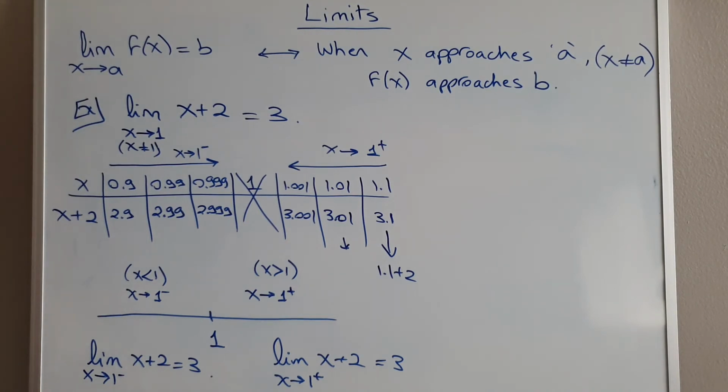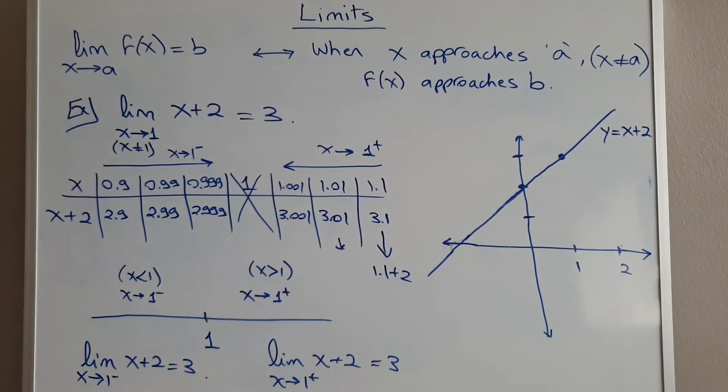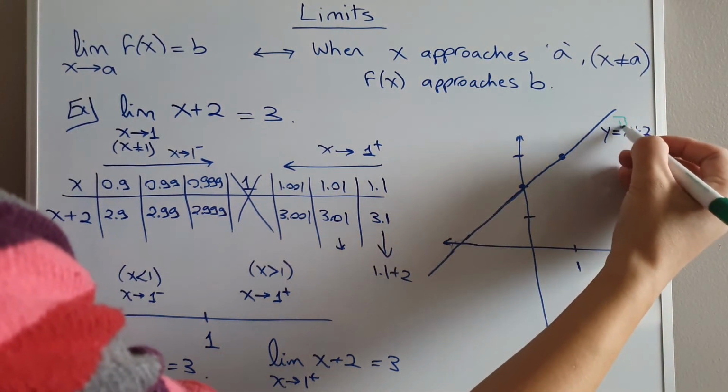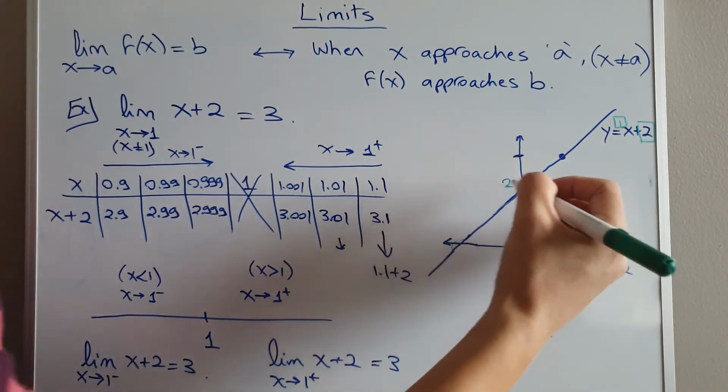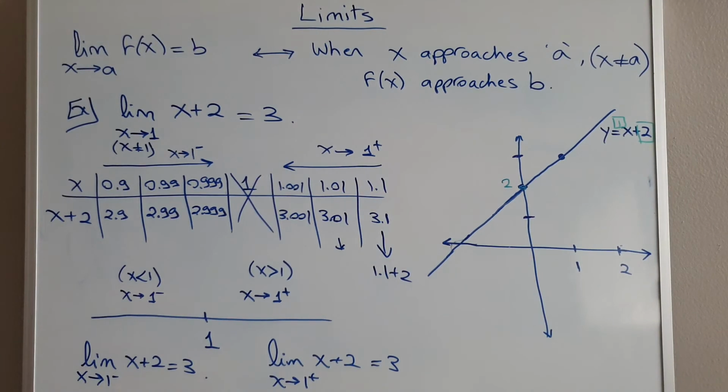Before I move to another example, let's see what this actually means for the graph of this function. In another video, I will discuss finding limits from graphs, but for now, just let's see what's happening in this example. So by sketching the graph of this function, the function is y equal x plus 2. This is a linear function, so the graph is going to be a straight line. The slope is 1, because I have 1x, and the y-intercept is 2. Thus I have the value 2 here, and I was able to sketch the graph.